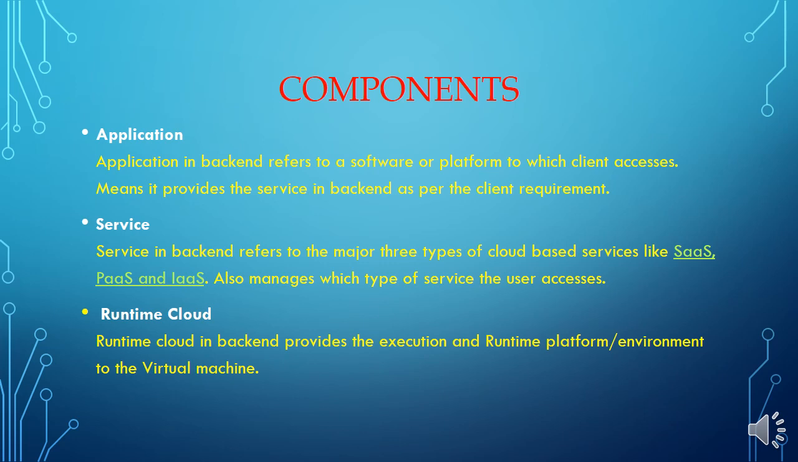So application. As you all know, application in the backend refers to a software or a platform to which the client has access. It means that it provides a service in the backend as per the client requirement. Service in the backend refers to the three major types of cloud-based services: platform as a service PaaS, software as a service SaaS, and infrastructure as a service IaaS. It also manages which type of service the user accesses. And runtime cloud in the backend provides an execution runtime platform environment to the virtual machine.